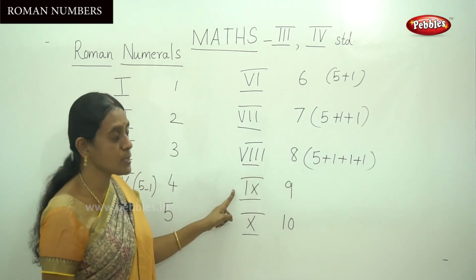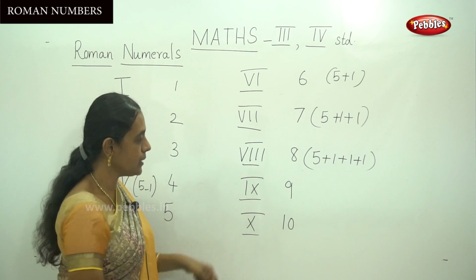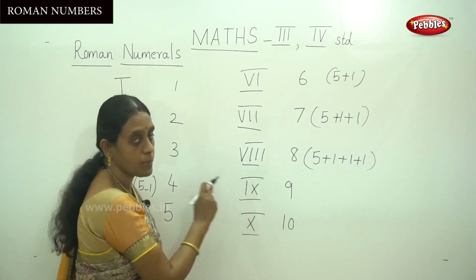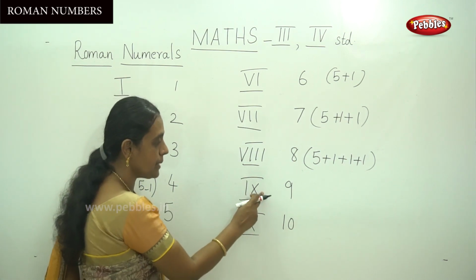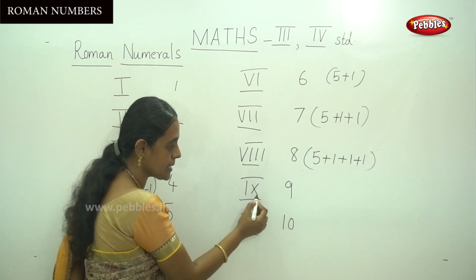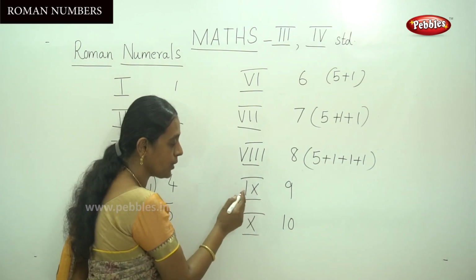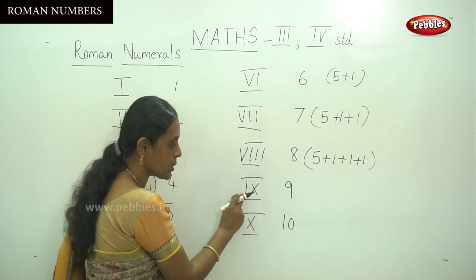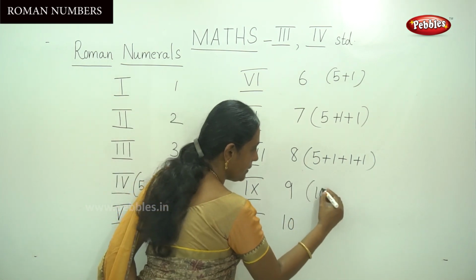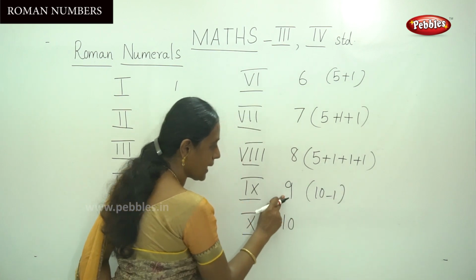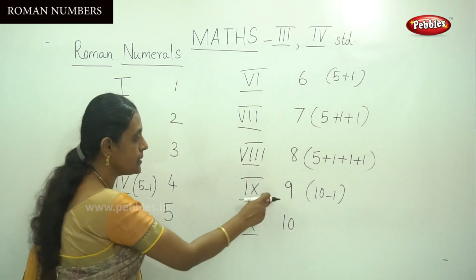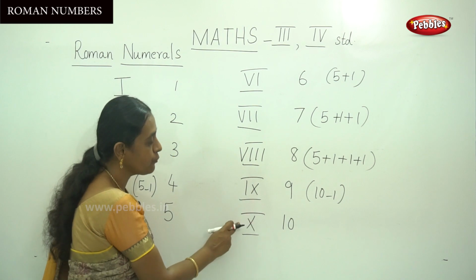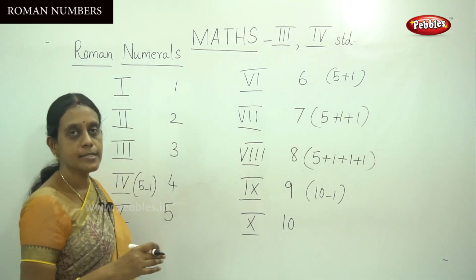And this is for 9. Here this is a smaller numeral, and this is a bigger numeral. The bigger numeral is 10. If you write the smaller numeral before it, you have to subtract. This is 10 minus 1. So 10 minus 1 is 9. So for 9, this is the Roman numeral, and for 10, this is the sign for 10.